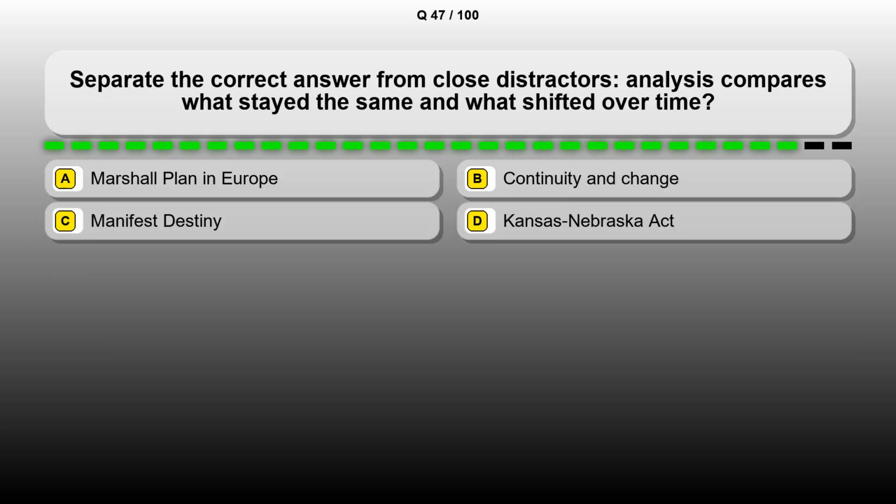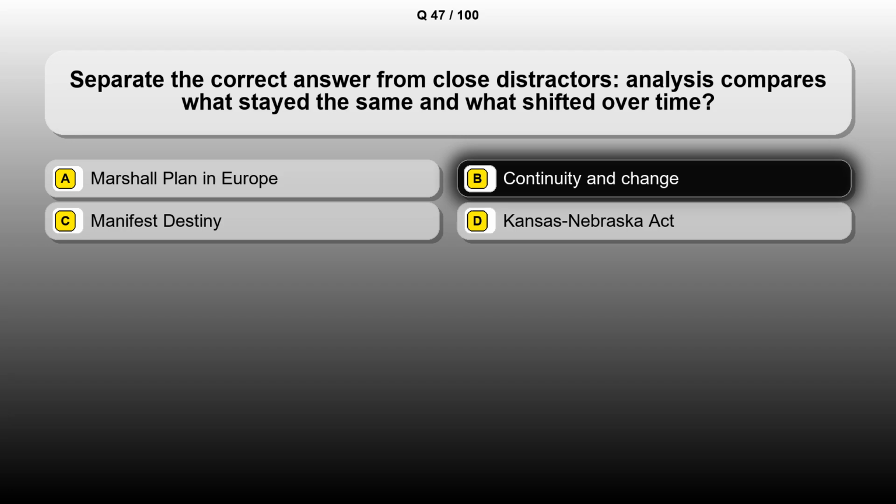Question 47. Separate the correct answer from close distractors. Analysis compares what stayed the same and what shifted over time. Option A, Marshall Plan in Europe. Option B, continuity and change. Option C, Manifest Destiny. Option D, Kansas-Nebraska Act.